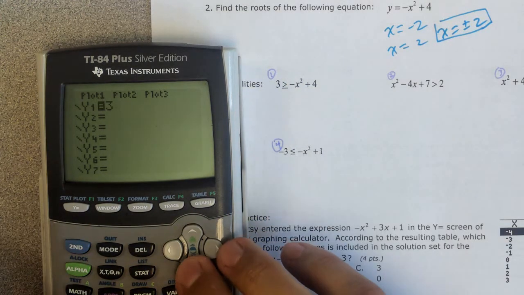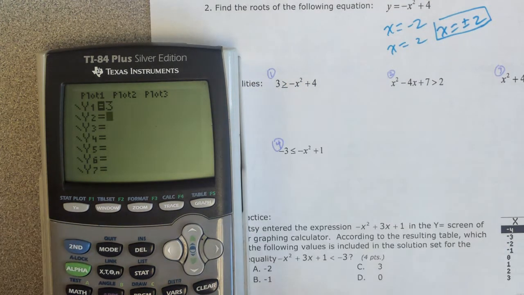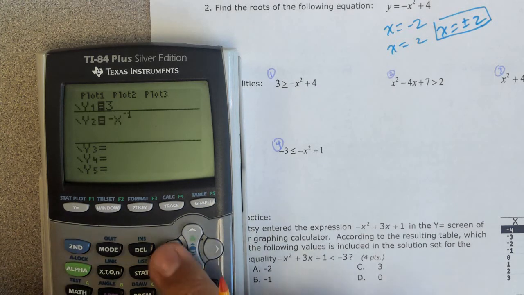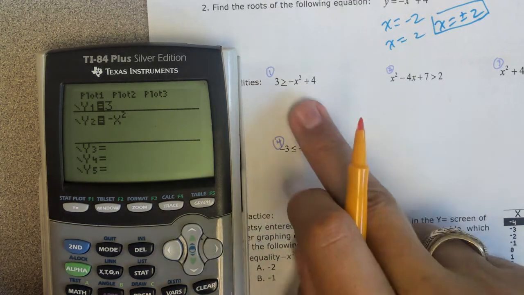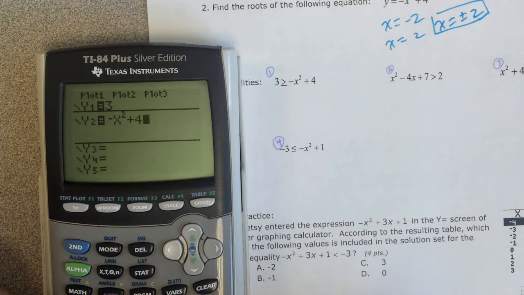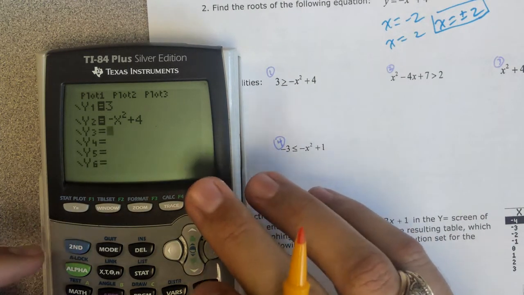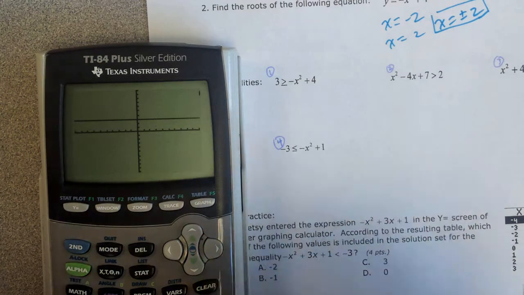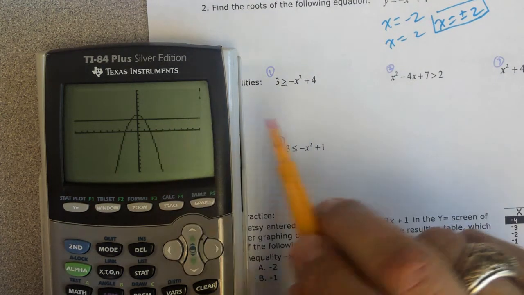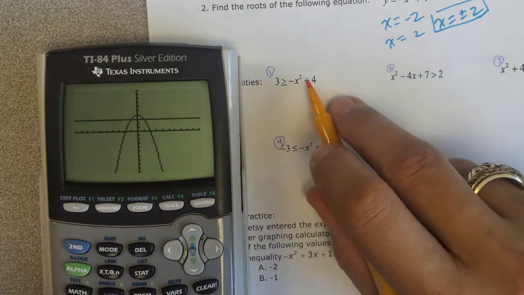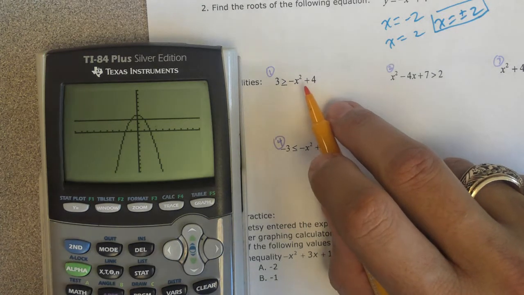So I have 3 right there, and then I have negative x squared. Oh, wrong button. Negative x squared plus 4. Go ahead and press enter, and I'm going to look at the graph. So there's my 3, and there is my quadratic that comes through it.